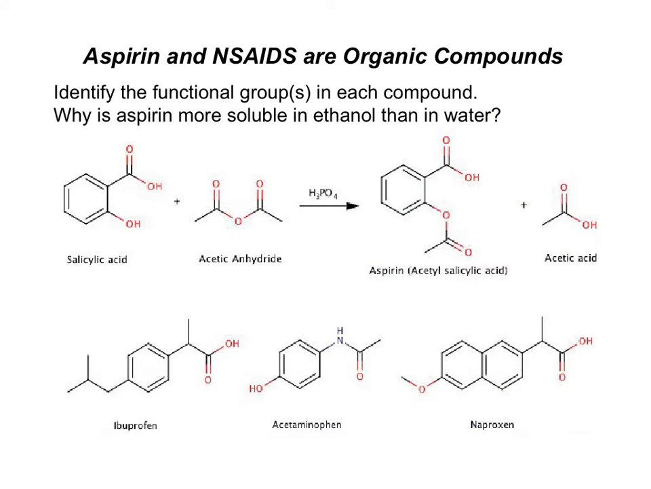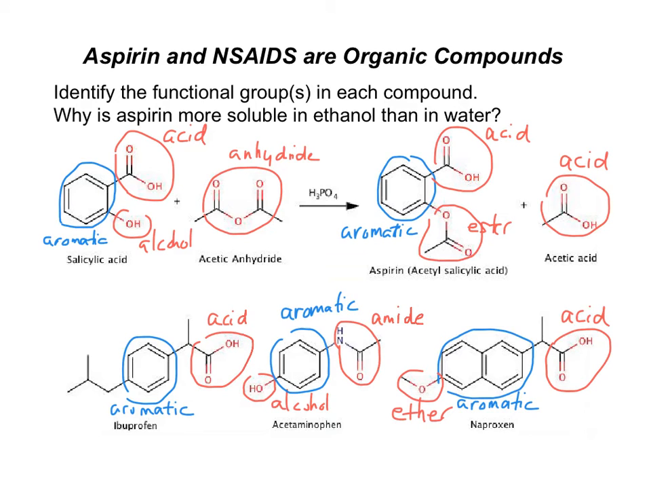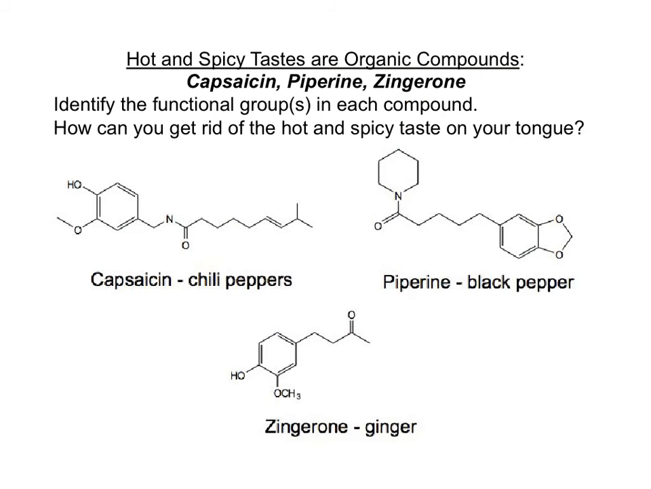Aspirin, ibuprofen, acetaminophen, and naproxen are common over-the-counter pain relievers. Aspirin is made from salicylic acid. Stop the video and identify the functional groups in each compound. And the answers are: aspirin is more soluble in ethanol than water because ethanol has polar parts and nonpolar parts, just like aspirin does. The nonpolar part of ethanol is attracted to the nonpolar part in aspirin, shown in blue. The polar part of ethanol is attracted to the polar parts of aspirin, shown in red.